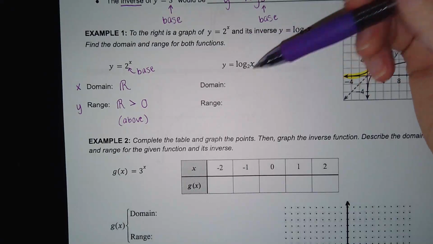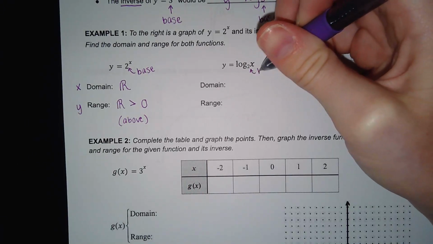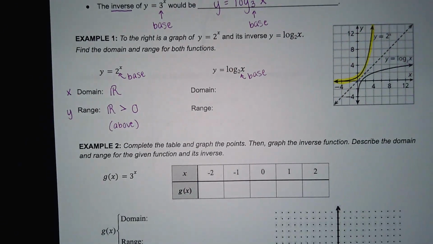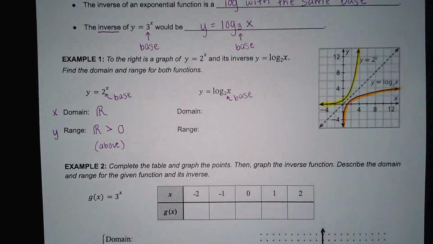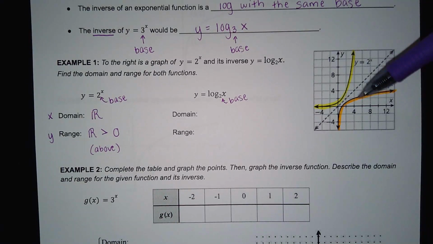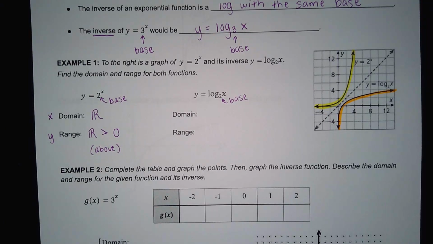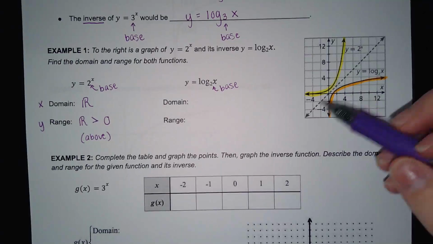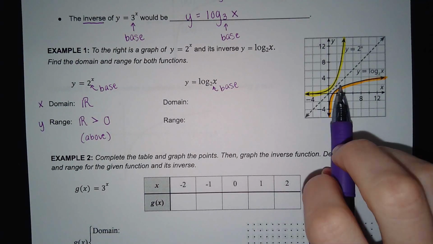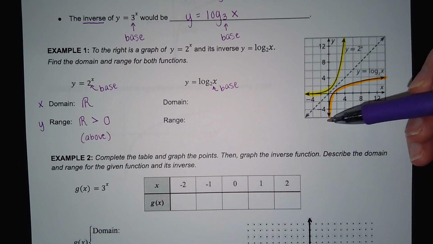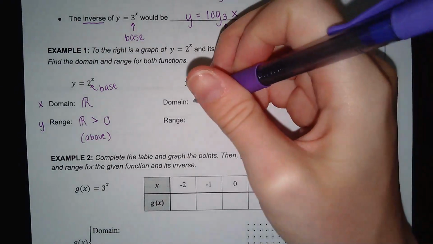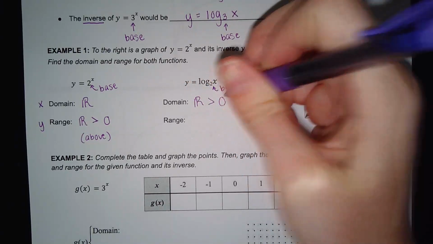We have the inverse here. We see that the inverse is a log with the same base. So we see that the base is the same. And that's my other graph over here. So that would be this curve right here is our logarithm. We do see that these graphs are below 0. which means our domain would be all real numbers greater than or above 0.